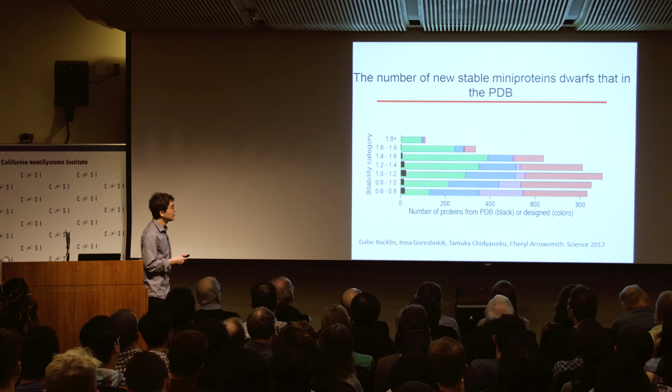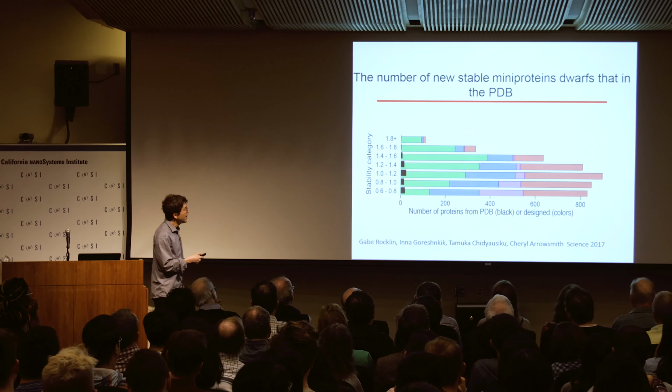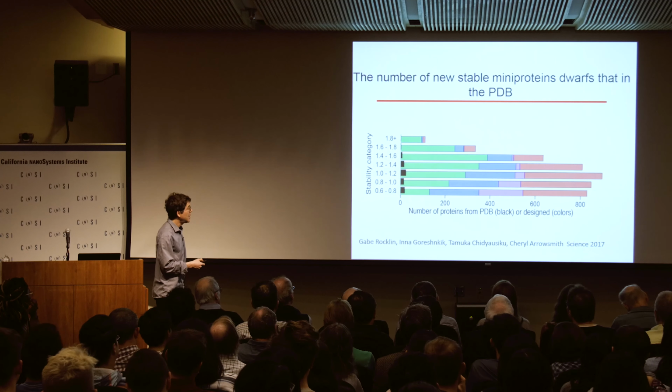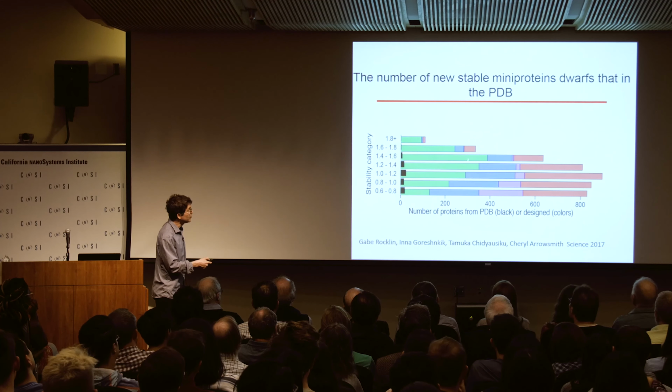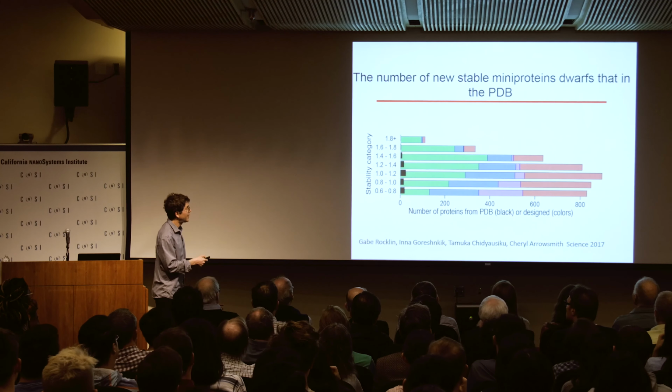And he did the same kind of large-scale stability tests. So higher stability proteins are up here. Lower stability proteins are down here. And the colored bars indicate the design proteins just from this one experiment. And you can see that the number of stable proteins in this size range that are designed really dwarfs the number that we know from nature and from structural biology.